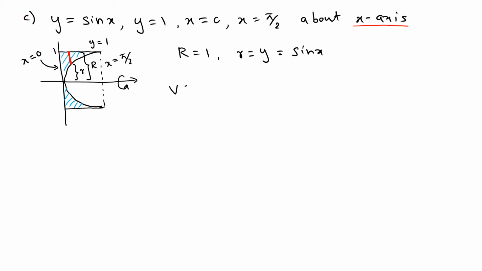So V equals pi, the limits, so I'm going to write it. It's a to b, r squared minus r squared, a dx problem. So let's plug in. So it is pi, we have 0 to pi over 2. You can see the x coordinate going from 0 all the way up to pi over 2.